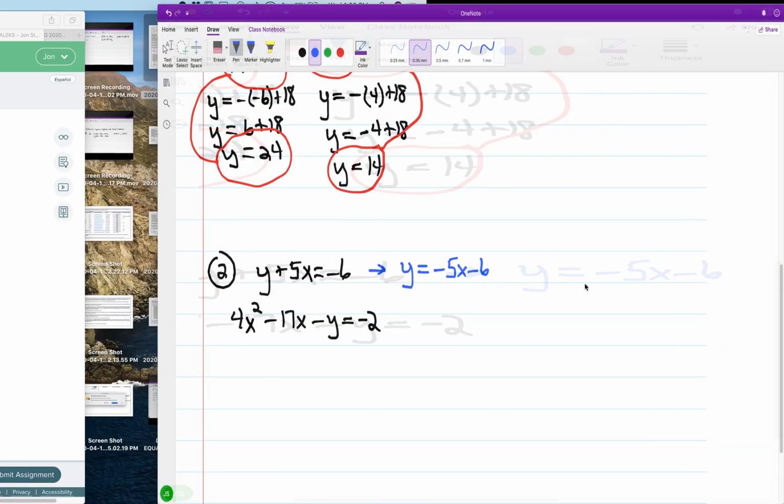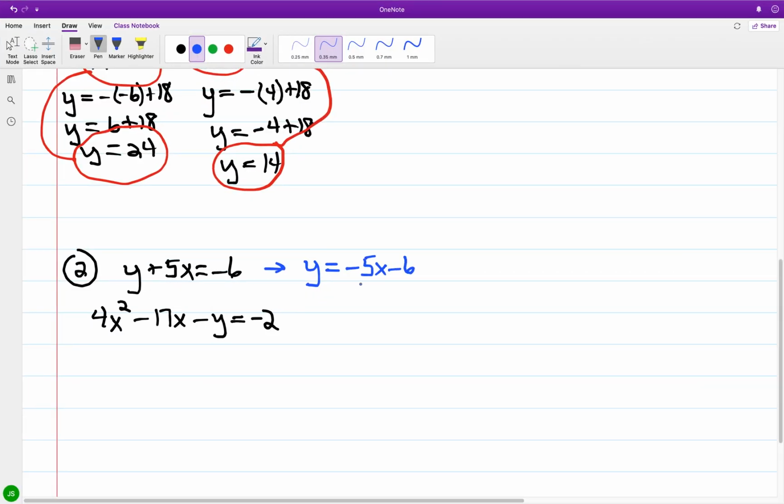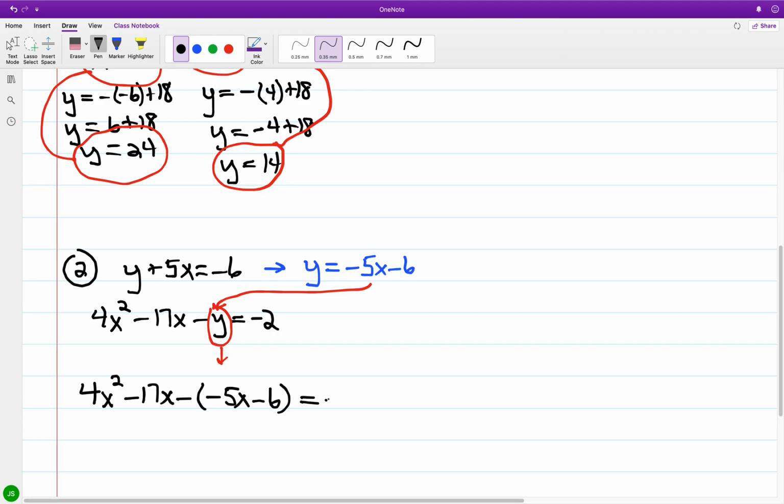So y is equal to negative 5x minus 6. And if I substitute into y, in the rewrite we have 4x squared minus 17x, and minus y. Again, we have minus y, where y is negative 5x minus 6, and it is equal to negative 2.